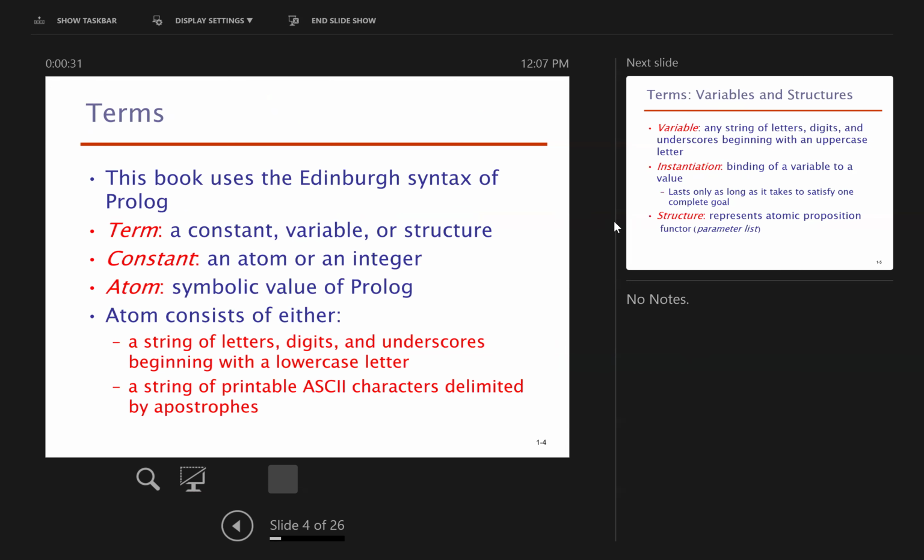So far we know what is a term. It can be a constant, variable, or structure. Prolog may also have the concept of a list as a structure. Then we already know what is a constant, an atom or integer. And also we know what is an atom, a symbolic value of Prolog in this case. So an atom can be values, letters, characters. The example given here: a string of letters, digits, underscore, beginning with a lowercase letter. And also a string of printable ASCII characters.